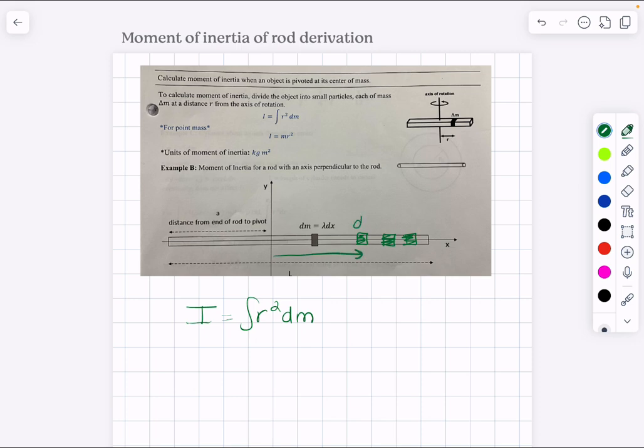Okay, it has a mass of dm. It has a position of x. Okay, in this case, our r is going to be our x. So it's going to be really x squared times dm. Now we have to write dm in terms of dx. How are we going to do that?